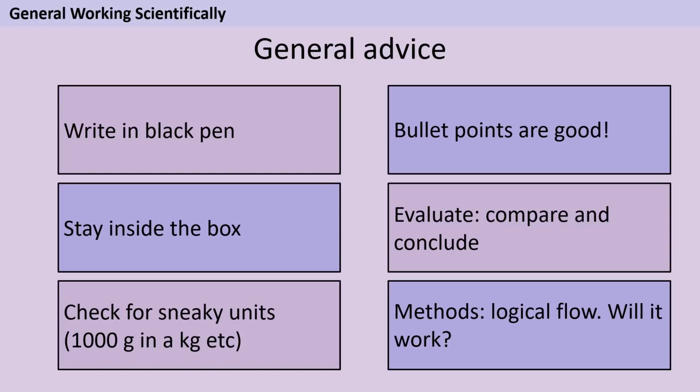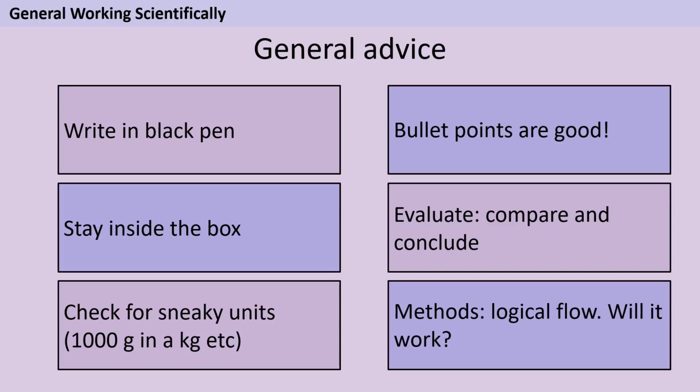After 6 exams, hopefully you know all of this, but just for the final time, it's really important that you're writing in black and staying inside the boxes because your exam is going to be scanned. Watch out for any sneaky units, particularly if you're thinking about masses or distances, which could be in centimetres instead, and you might need to convert. Feel free to use bullet points. They're going to make your life easier and your examiner's life, and there are no marks at all for writing in full sentences.